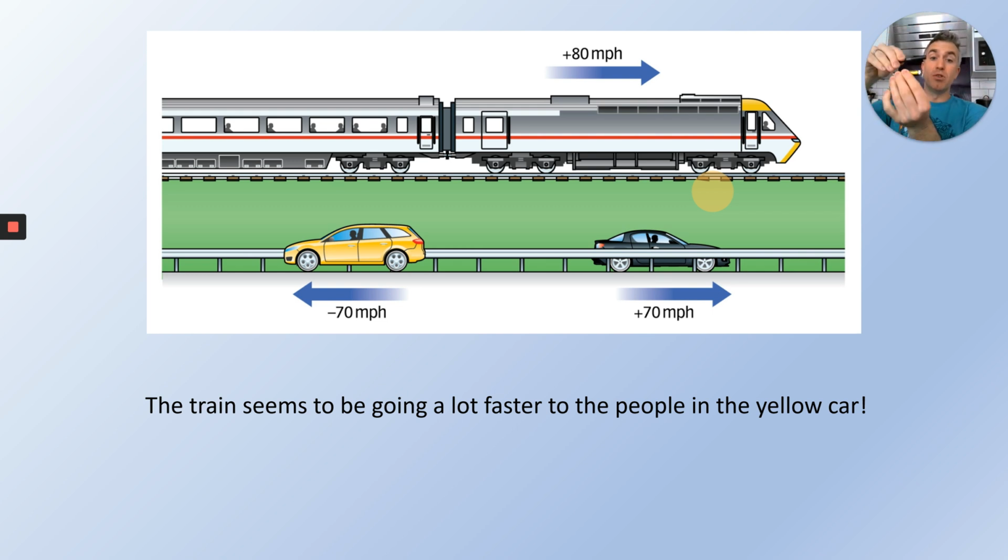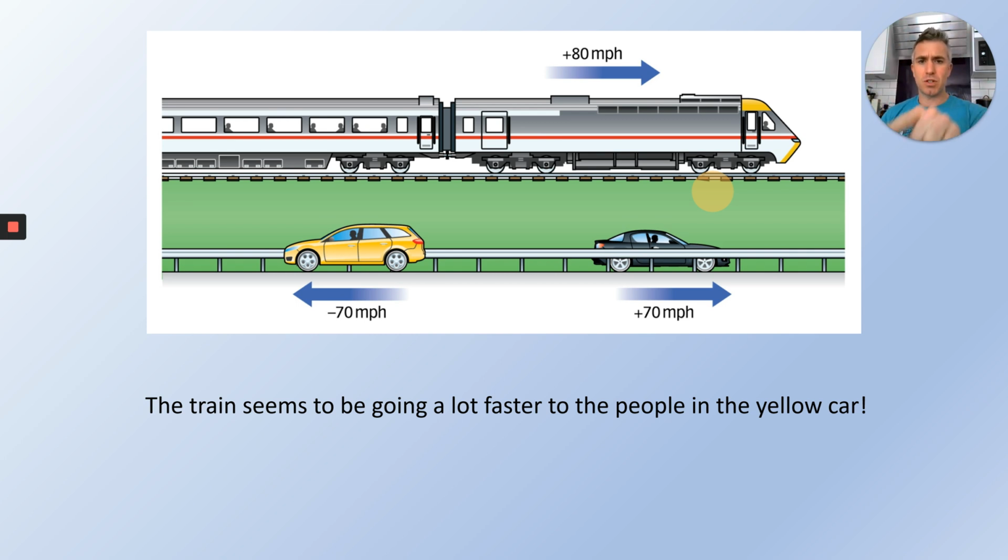Actually, if you're in the car looking at the train, you'd see the train go forward, whereas if you're in the train looking at the car, you'd see the car go backwards because the car is going slower than the train. Relative difference, 10 miles an hour.